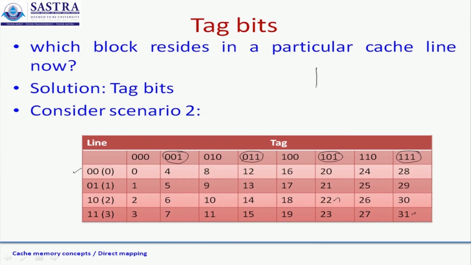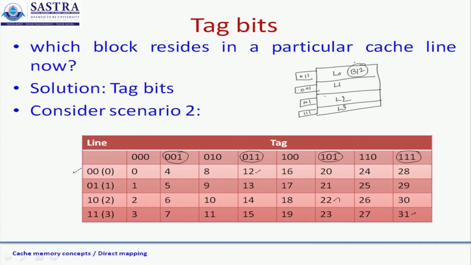So the arrangement will be like this. We have 4 cache lines, line 0, line 1, line 2 and line 3. We know the tag bit for this one is 011. The tag bit for this one is 001. The tag bit for this one is 101. The tag bit for this one is 111. Then by seeing the tag bit 011, we know B12 resides in this cache line.